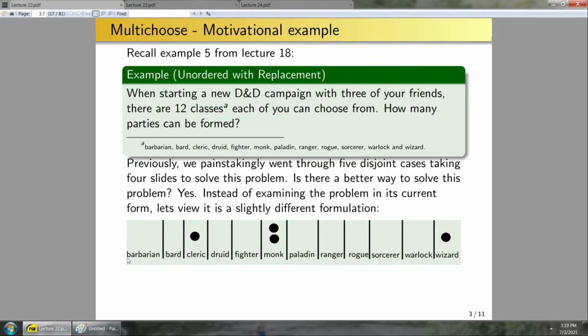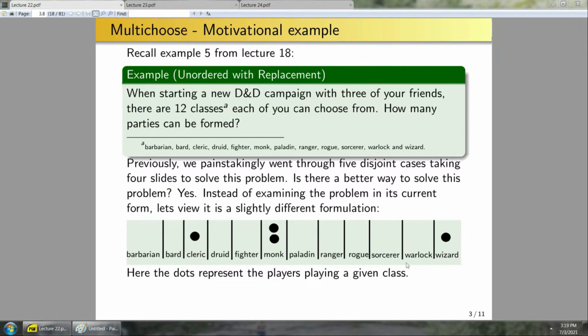So here I have all of my classes at the bottom, so each one of these is written here. Here I wrote lines to separate the classes, and here I put little dots in some of these bins. So explicitly, what are these dots representing? Well, these dots represent the players playing a given class. So within this structure that I've written here, this represents 1 player playing a cleric, 2 players playing a monk, and 1 player playing a wizard.